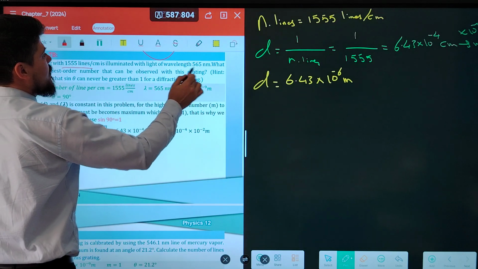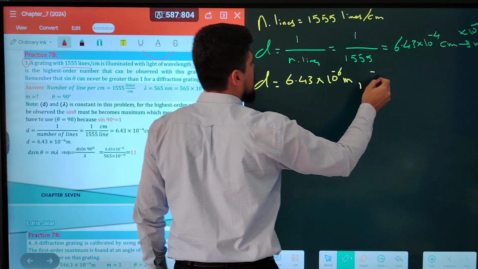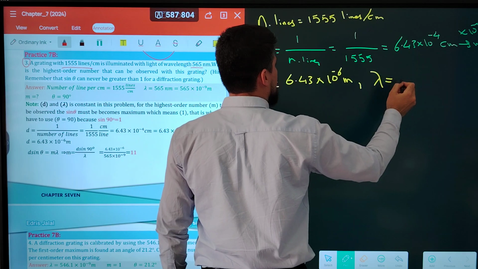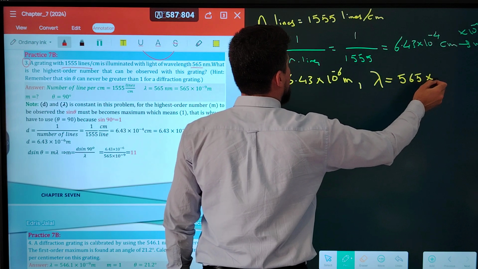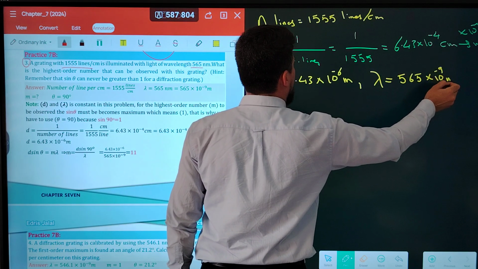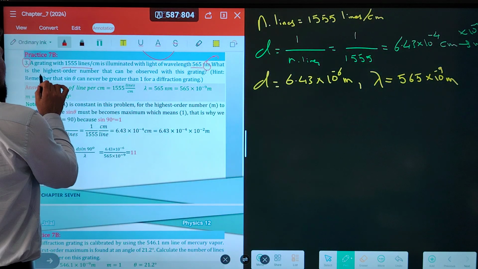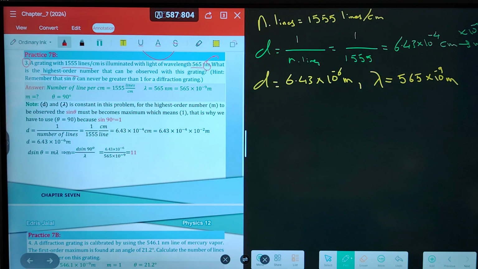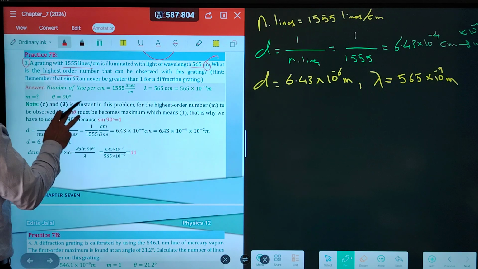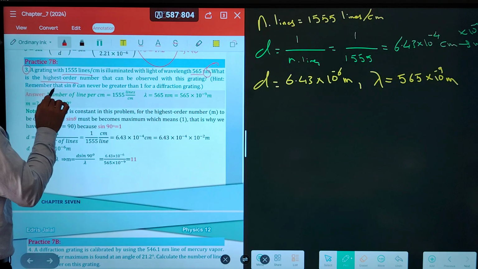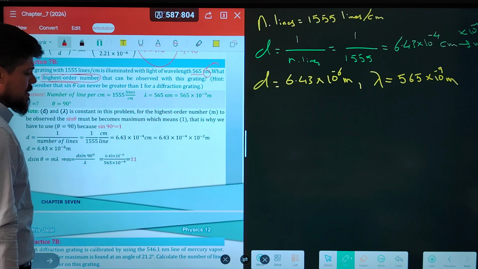Illuminated with light of wavelength 565 times 10 to the power negative 9 meter, nanometer to meter is negative 9. What is the highest order number? Guys, listen carefully, this is a very good question. What is the highest order number?